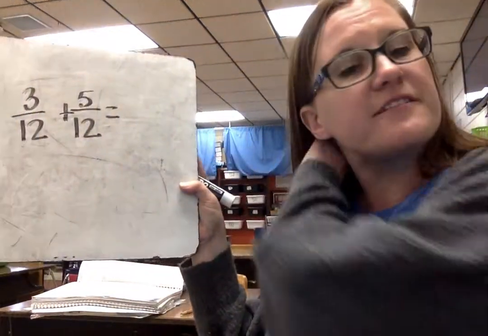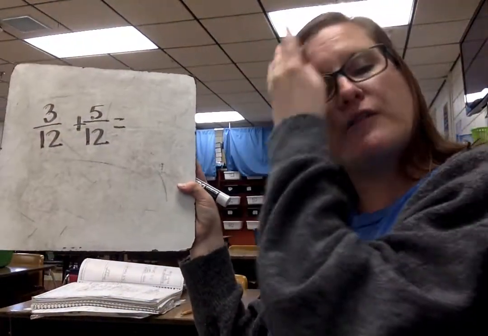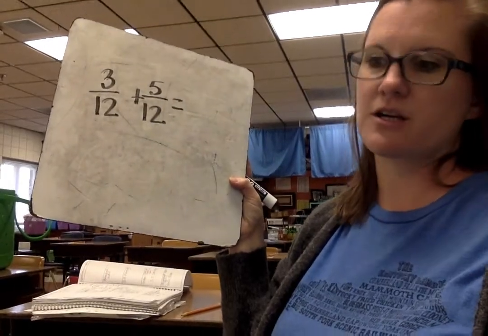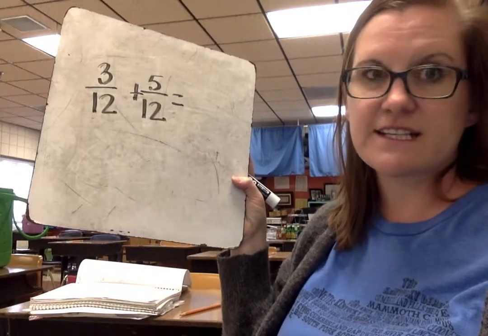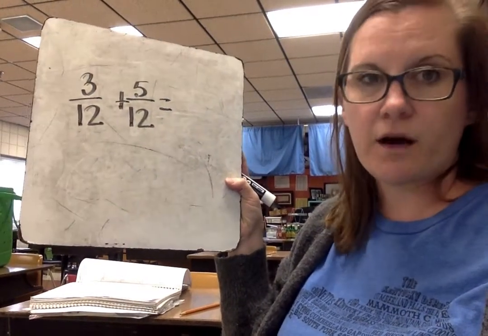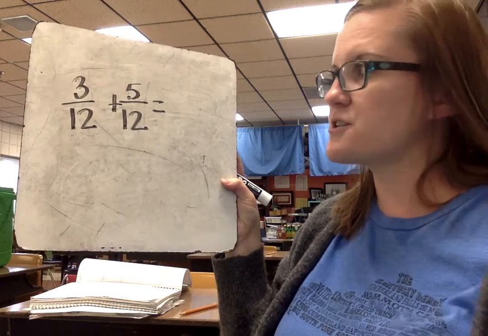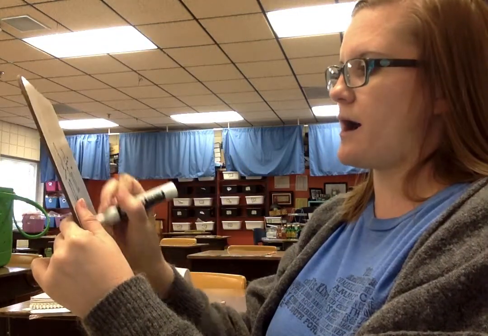Okay, let's do 3/12 plus 5/12. When you get to 5th grade, Miss Laird will teach you how to add fractions that have different denominators, and you're going to use a lot of equivalent fractions and stuff that we learned in 4th grade to help you with that. So we want to make sure our fraction knowledge here is pretty strong, or at least something she can build off of. Okay, so once again, our denominators are staying the same. Let's see why.